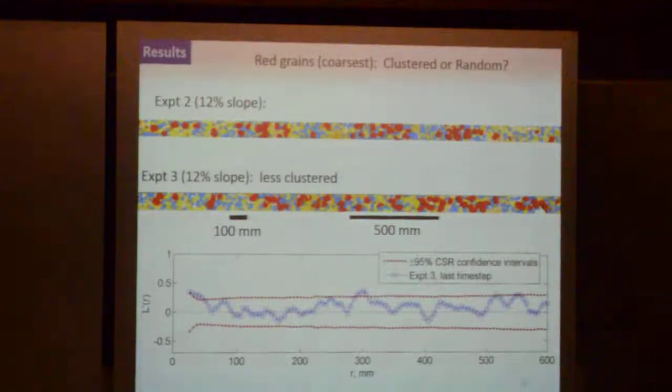Here we can see an equivalent plot, but for the other 12% slope experiment, and it shows a lower degree of clustering, at least slightly above, close to that 95% confidence bound. That doesn't mean that it's not clustered. It just means that at smaller scales, you can't necessarily say for certain that it's different from what you would occasionally get for spatial randomness.